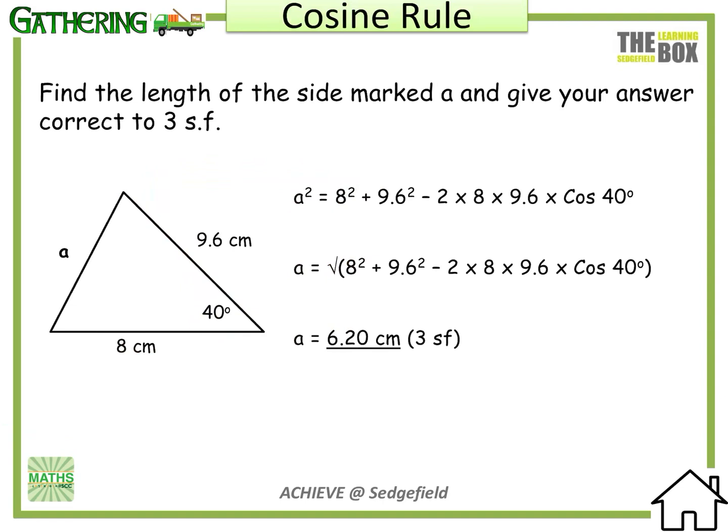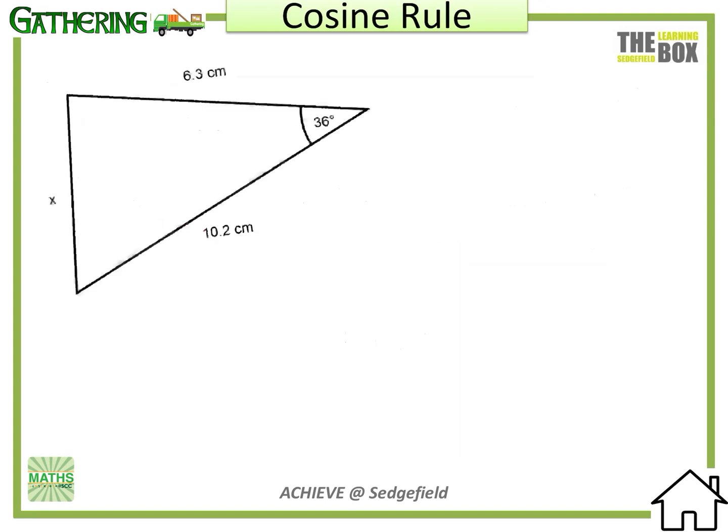Okay, so here is a written example of how it's done. I don't really need to go through it, it's very basic. Needless to say, we're trying to find the length a, so a squared is equal to the two sides we know squared added together minus 2 times those two sides times the cosine of the opposite angle. That helps me find a squared. So what I need to do is, when I get that, I need to square root my answer. And I get 6.20 centimeters to 3 significant figures. So stop your video and have a go at this one.